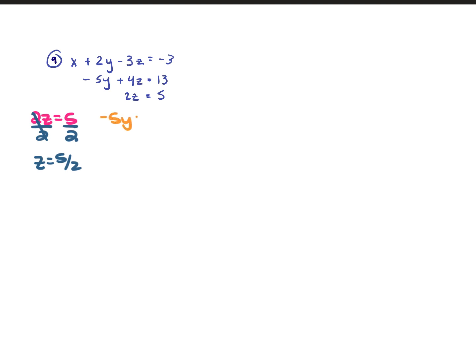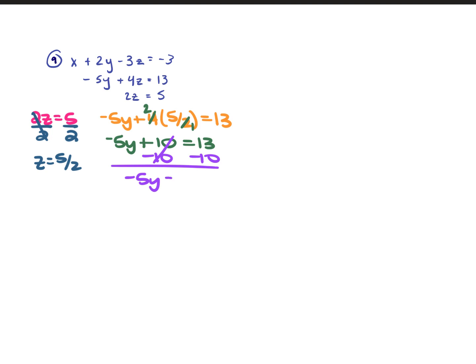You have negative 5y plus 4 times 5 over 2 is equal to 13. Your 2 simplifies with that 4 to become 2 times 5, which gives you negative 5y plus 10 is equal to 13. Subtract your 10 over. That gives you negative 5y is equal to 3. Divide each side by that negative 5, and you have that y is negative 3/5. You're now going to take those 2 and plug them into that top equation to solve for x.